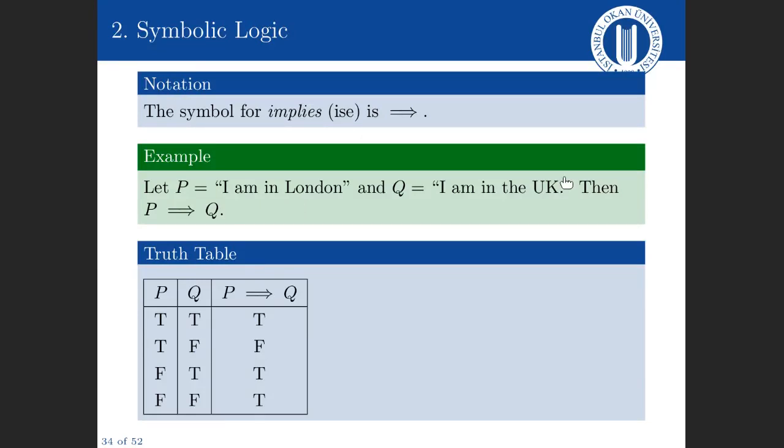London is a city in the UK. So if P is "I am in London" and Q is "I am in the UK", then P implies Q. If I'm in London, then I must also be in the UK. So P implies Q is true.